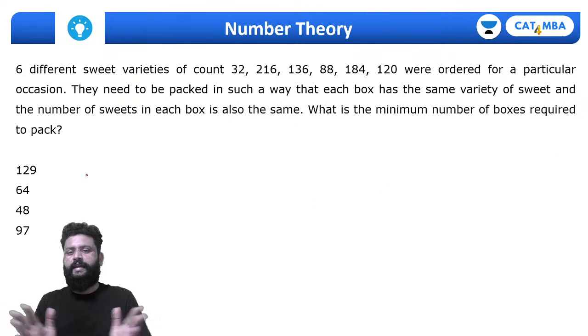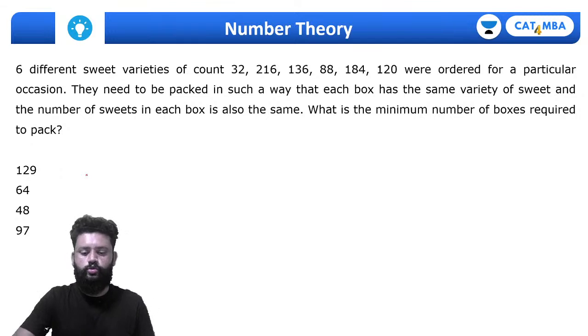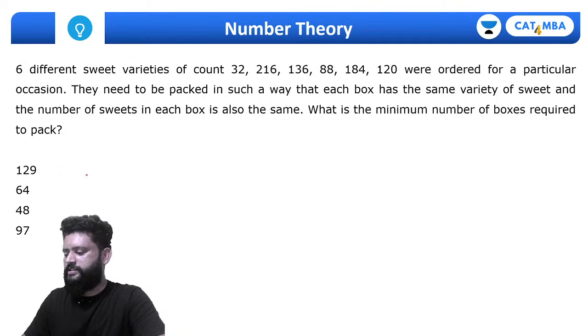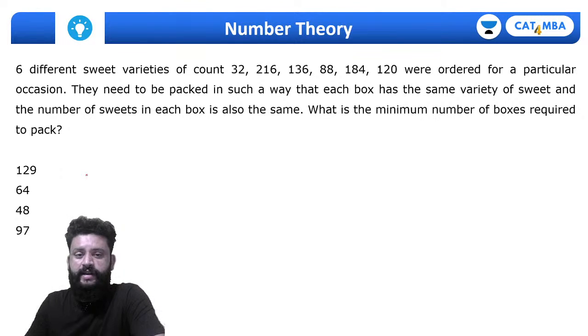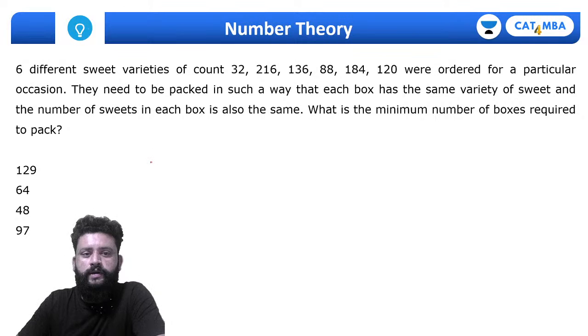चलो, few last questions for the day and quite easy. Last two questions. और ये बिल्कुल easy questions हैं. 6 different sweet varieties, with counts 32, 216, 136, 88, 184, 120, were ordered on a particular occasion. They need to be packed in such a way that each box has the same variety of sweet and the number of sweets in each box is also the same. What is the minimum number of boxes required?